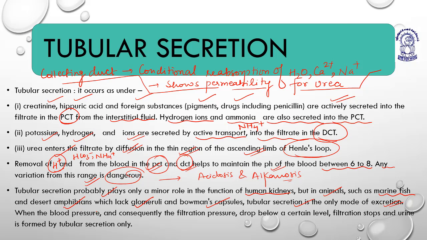When the blood pressure and consequently the filtration pressure drop below a certain level, filtration stops and urine is formed by tubular secretion only.